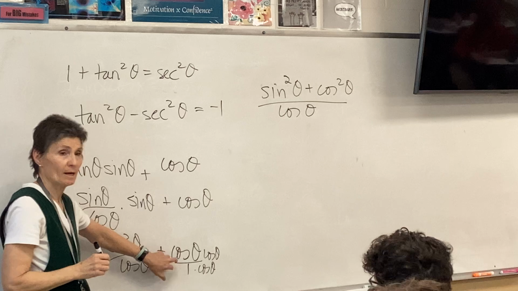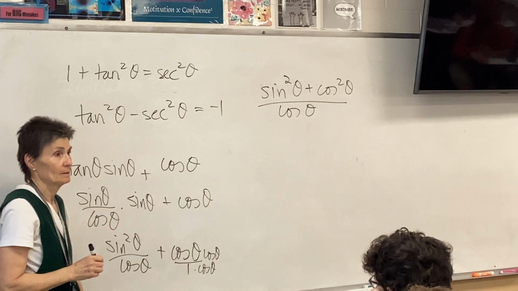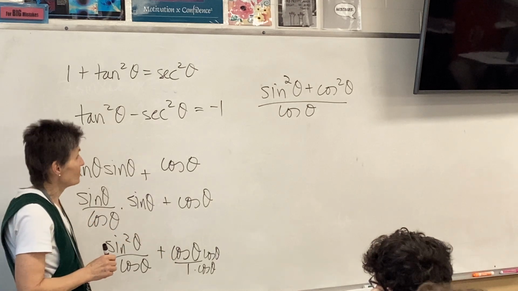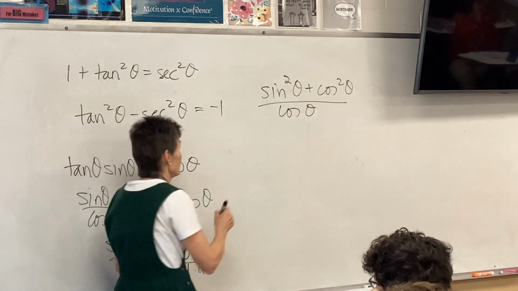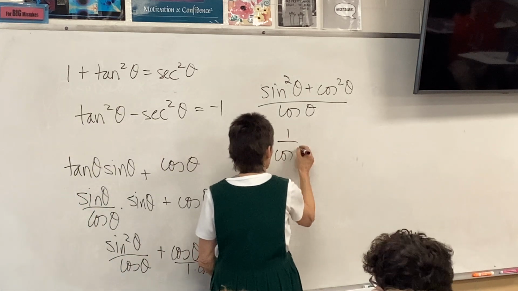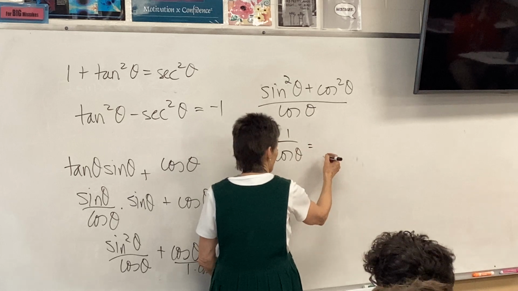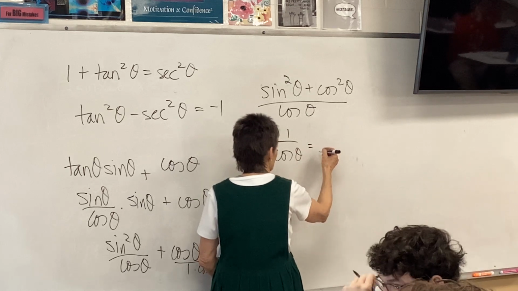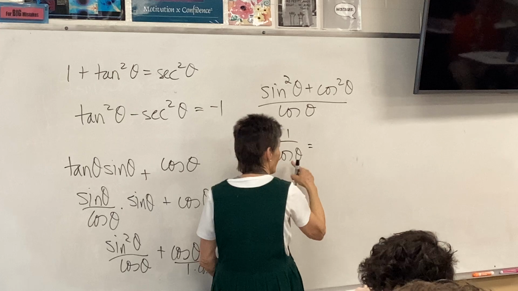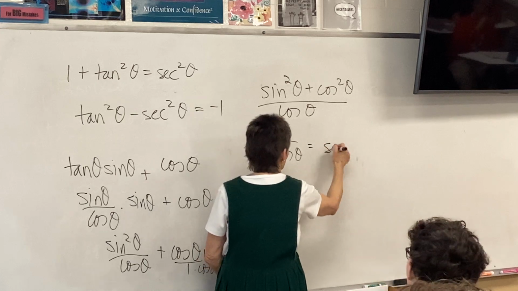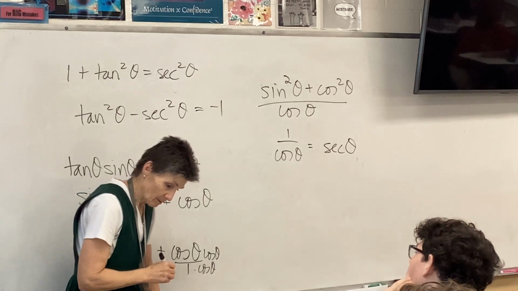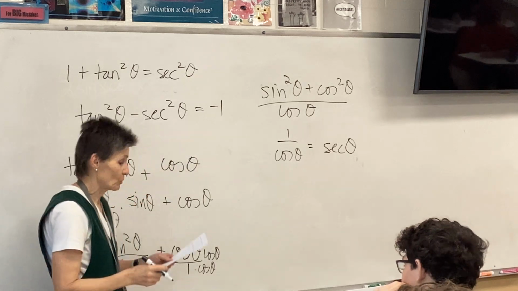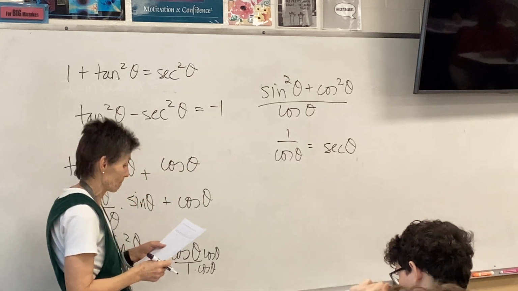If I get a common denominator for this one right here, what's that numerator? 1. And what's 1 over cosine? This you need to have memorized right now. What's 1 over cosine? Secant. Yeah, 1 over cosine. So that one, number 2, goes with B.